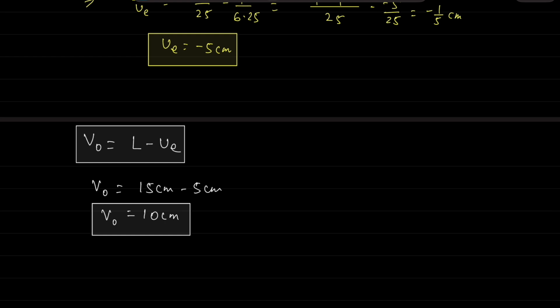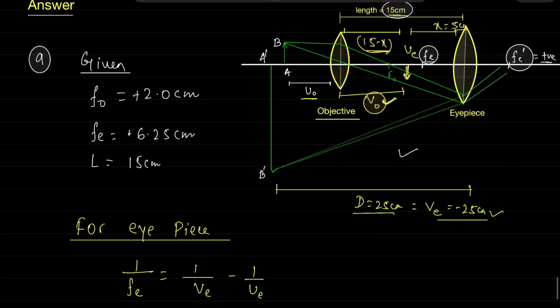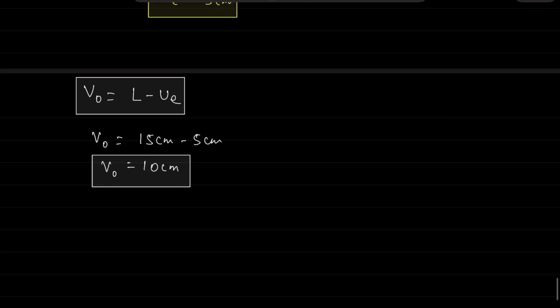And where is it formed? It is formed on the right side. As you see here, it is formed on the right side. So what is the sign convention? It is positive. And now we again use the lens formula, substituting FO is equal to plus 2 centimeter. Then we can find the answer.